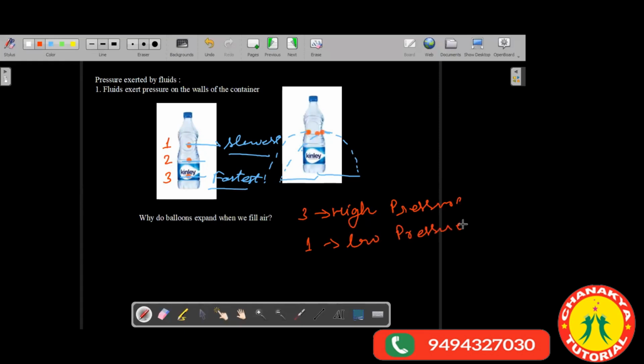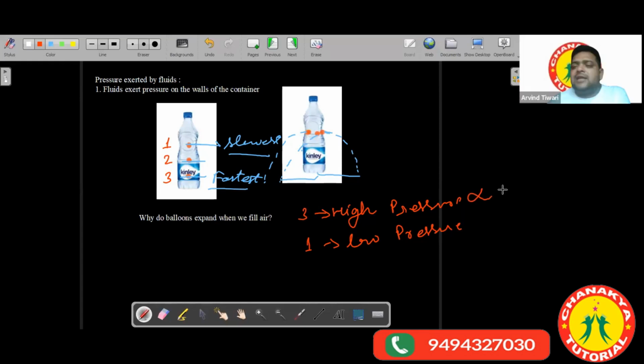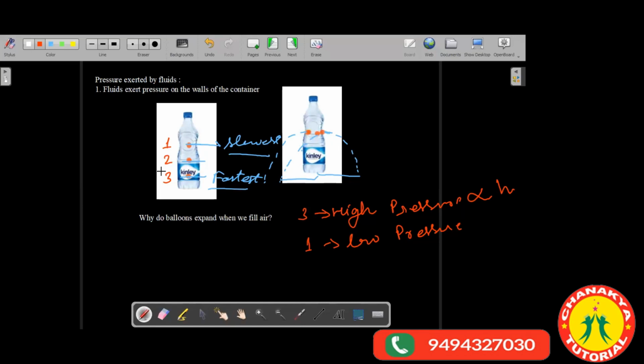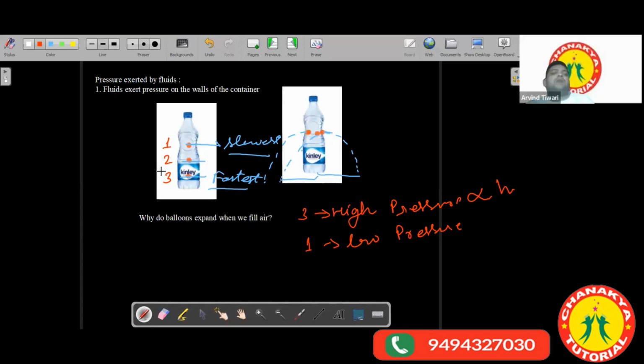The reason being, pressure is directly proportional to the height of the water column above it. This happens in our daily life also. We are on the surface of Earth, experiencing some atmospheric pressure. If we climb up a mountain, you have studied that in mountainous regions, the air pressure is low. That is because the height of air has decreased.